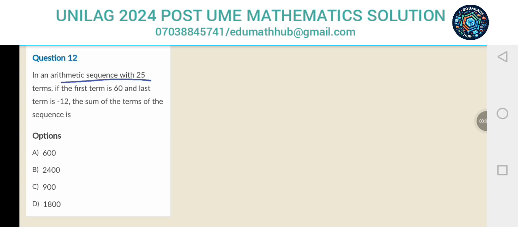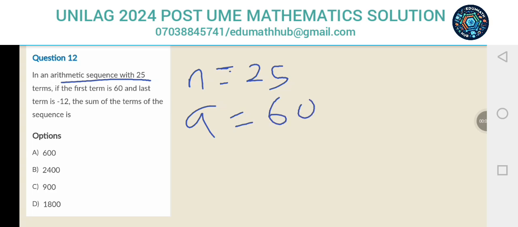In an arithmetic sequence or AP with 25 terms, that means n is 25. You can see it's very simple. n is 25. If the first term is 60, that means a is 60. Very simple. Then the last term is minus 12. That means l is minus 12. That's the last term. You have to find the sum of the sequence. That's the sum of the AP.